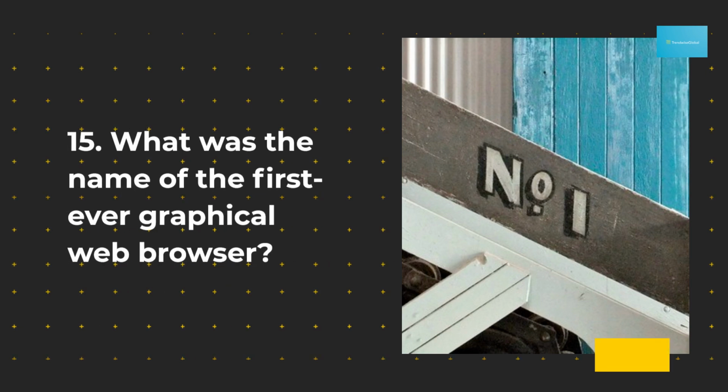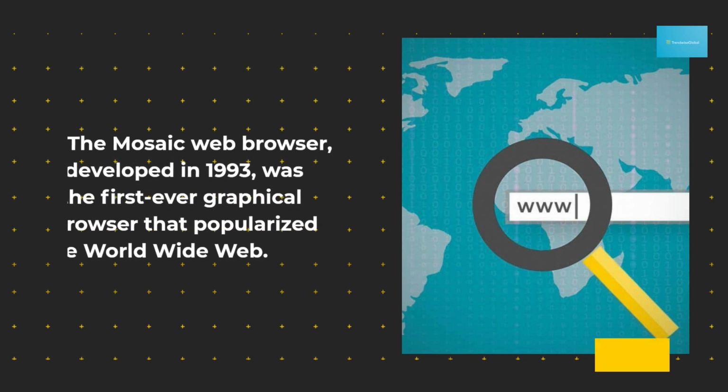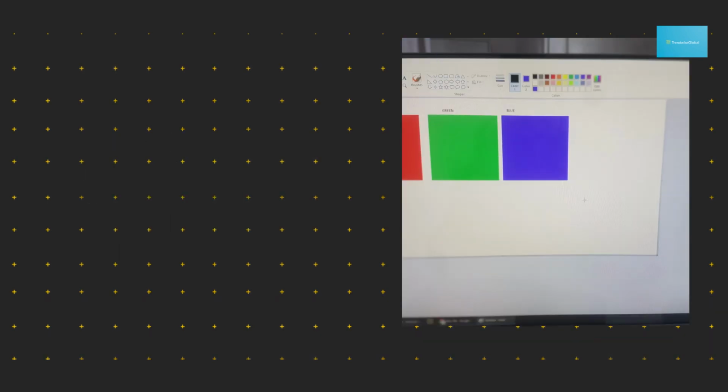15. What was the name of the first ever graphical web browser? The Mosaic web browser, developed in 1993, was the first ever graphical browser that popularized the World Wide Web.